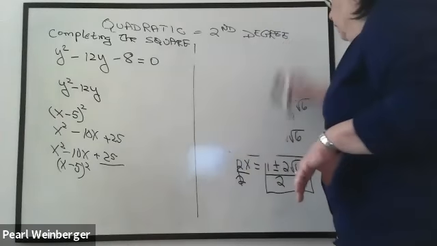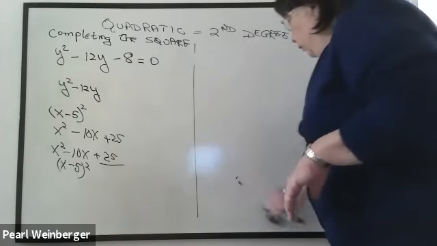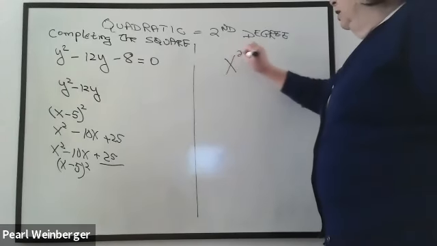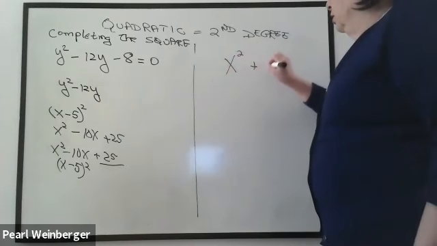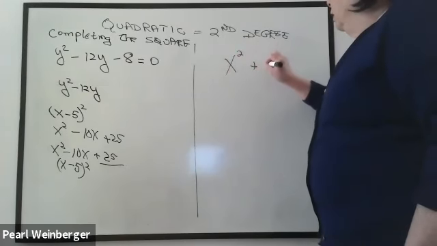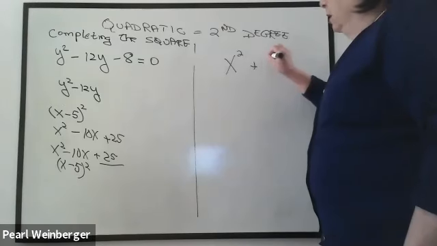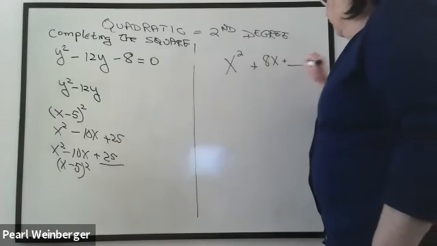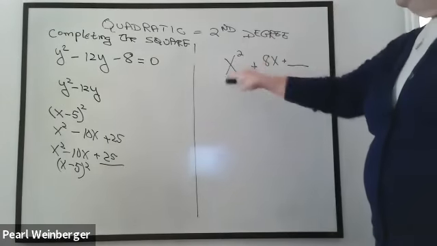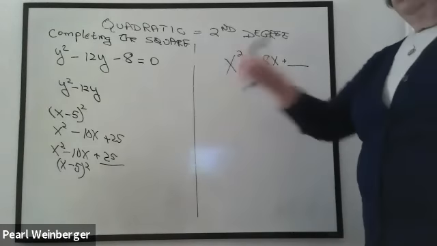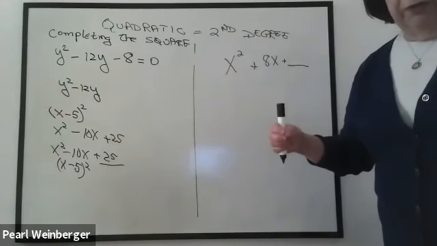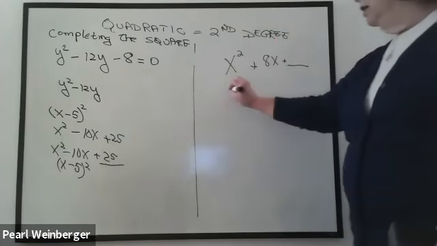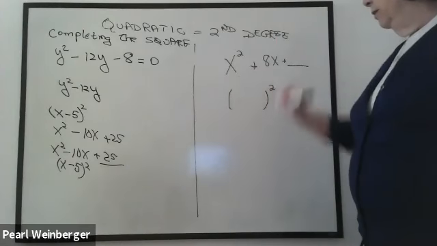I'm going to do one more and then I'm going to give you one to try. Suppose I have x squared plus 8x and then I have a blank. I have two terms of my trinomial. I want this trinomial to be a perfect square so that I can write it in parentheses, as something squared.